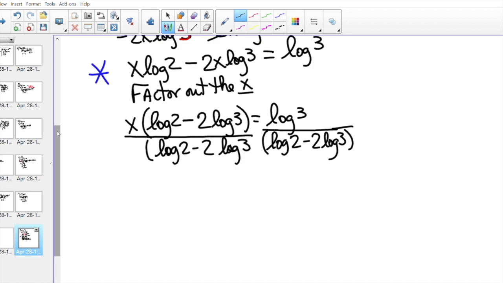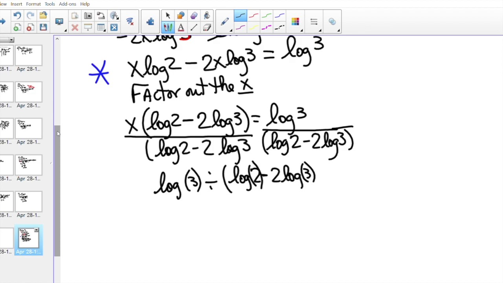I'm going to bring it down to the bottom here. You would say log, and be sure you put 3 in parentheses, divided by log 2 minus 2 log 3. Now be sure 2 is in parentheses and 3 is in parentheses. Be sure you write that. And so you would then hit equals and get approximately negative 0.730.